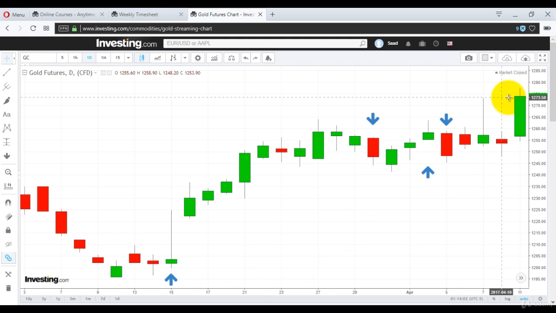Boom, it moves up. Now it's bullish and it will move further higher because it has now crossed the previous highs and it's in a new territory. So a new territory means a good bullish time.